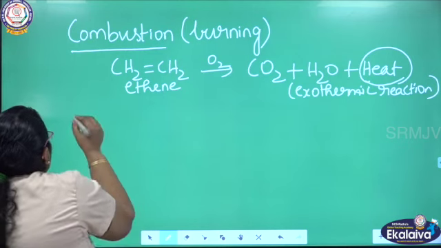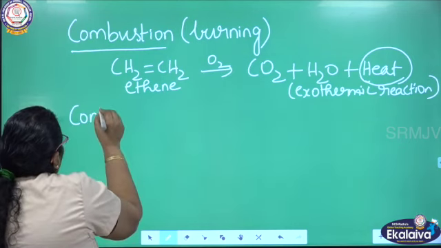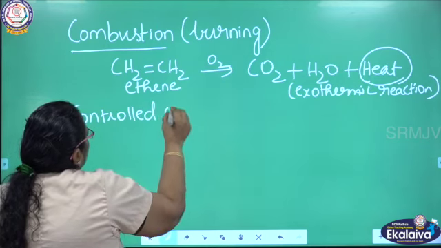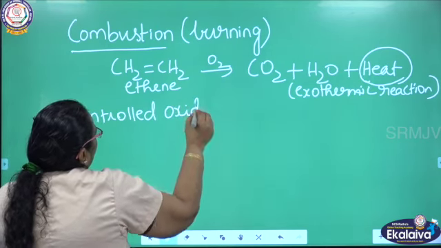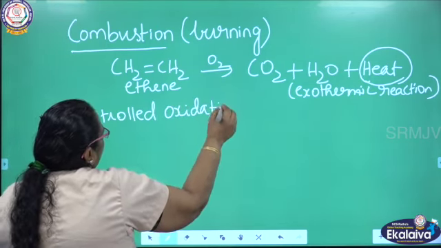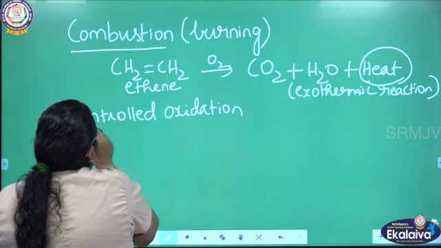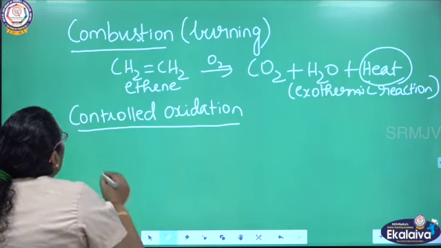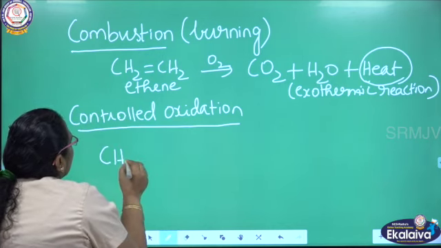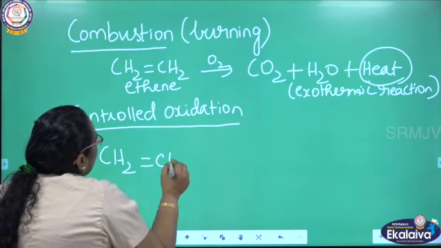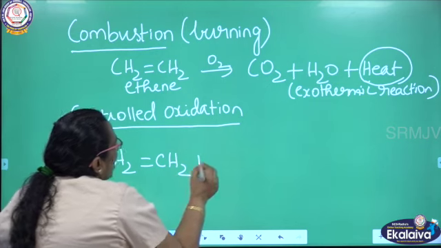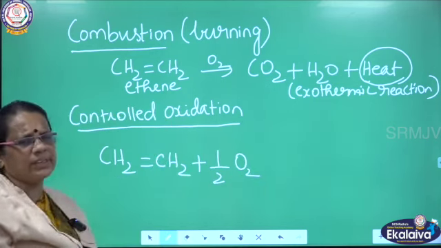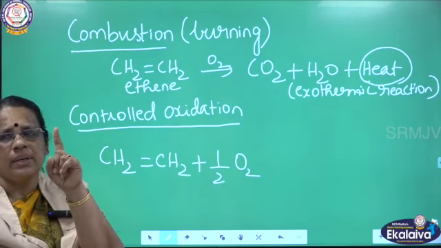The next one is controlled oxidation. What is the next one? Controlled oxidation. What is the controlled oxidation reaction? We are going to say limited supply of oxygen. Here I am going to write ethene. Ethene reacts with half molecule of oxygen. What is half molecule of oxygen? One oxygen atom, is it not?